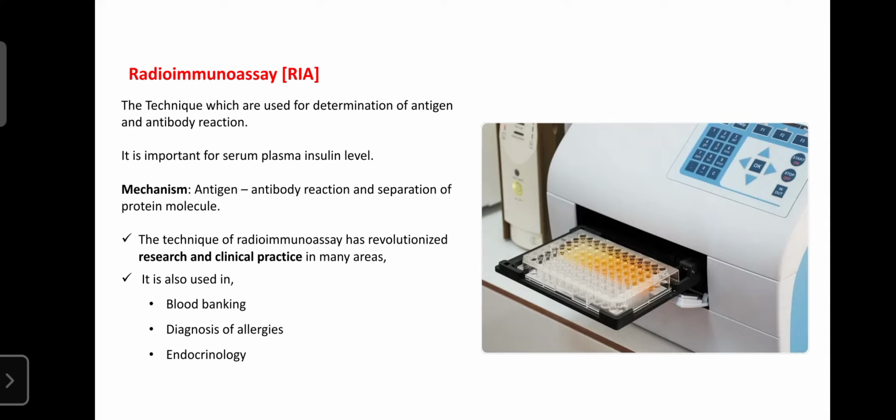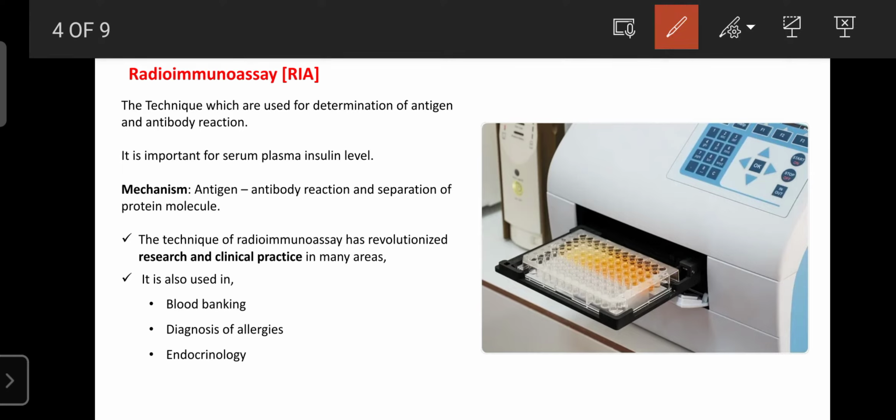radioimmunoassay, it is a technique, a type of immunoassay, which is used for the determination of antigen antibody reactions. It is also important for estimating the serum plasma insulin level. So this is the instrument, a radioimmunoassay. These are the samples of the patient. They are given to the machine at a time, and the machine monitors and gives the exact amount of insulin, or of that particular antigen antibody, present in the patient's serum.